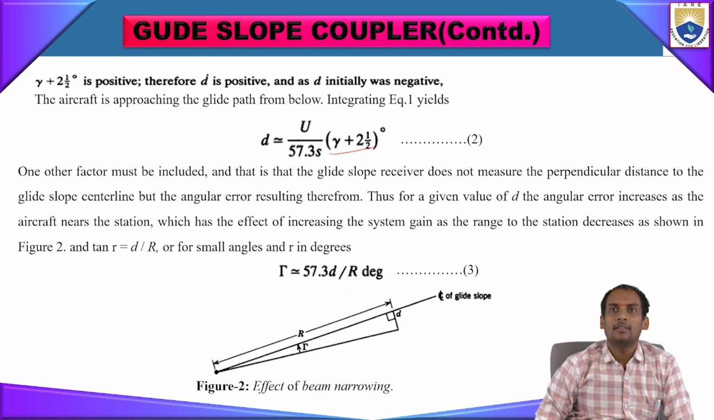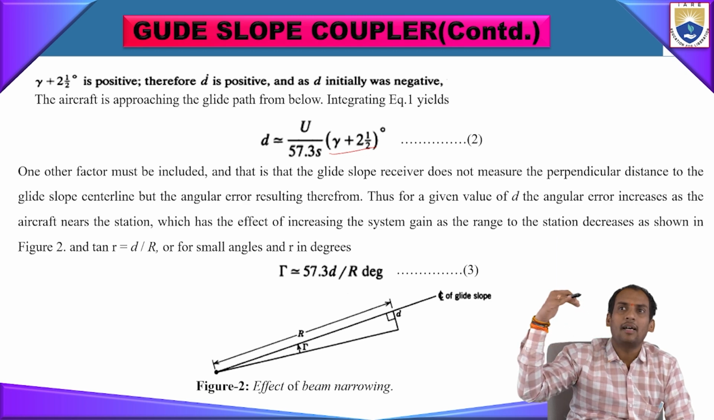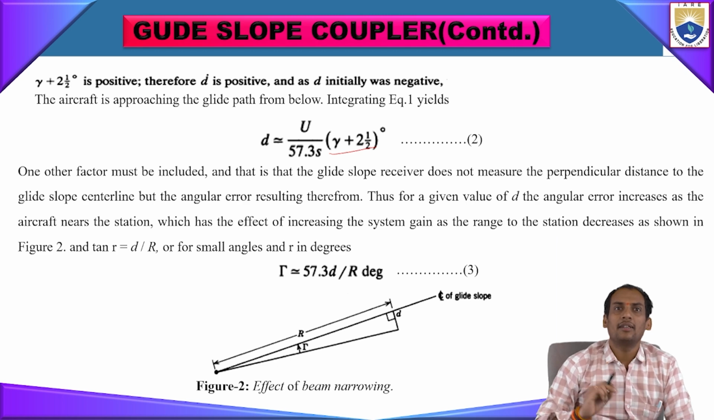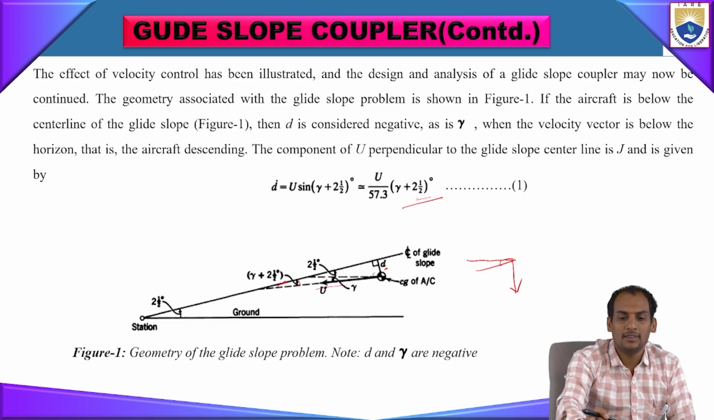So the value of the angular error increases as the aircraft nears the station. That means the angle of approach, that angular error, has been increasing as the aircraft nears the station. So see here, if it is near to the station, this angle has been increasing. So here is some angle, and after that, here also the angle has been changing.